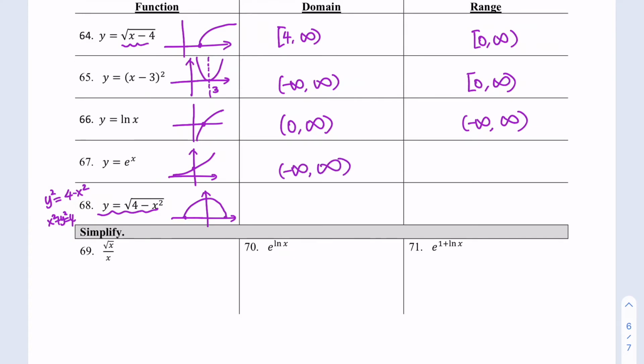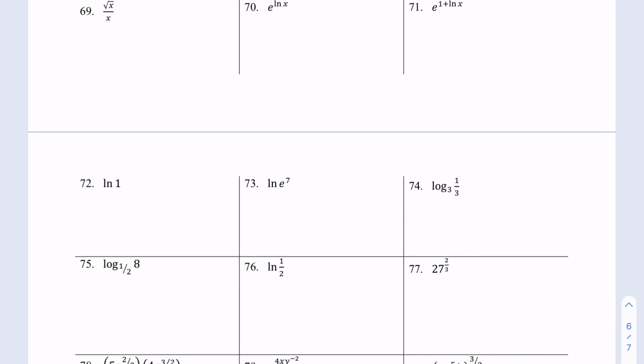And the range will be 0 to infinity. Last one, domain, negative 2 to positive 2. Range, 0 to 2. From problem 69 to 80, simplify all the expressions. This equals x to the 1/2 over x, which equals x to the 1/2 minus 1, which equals x to the negative 1/2.